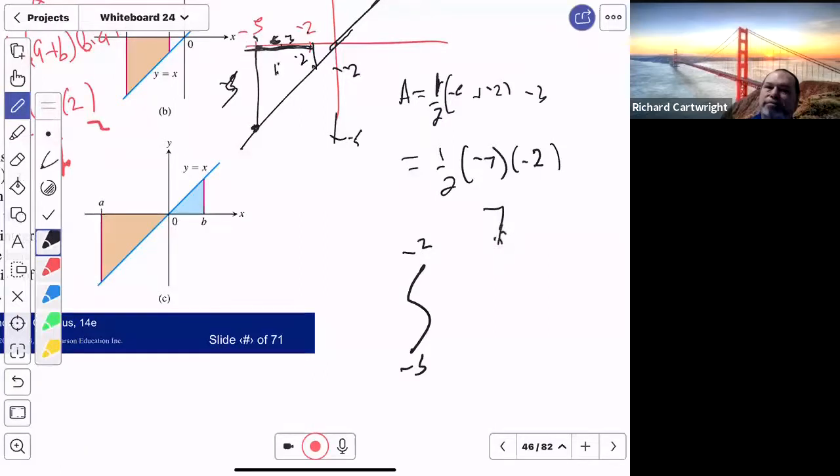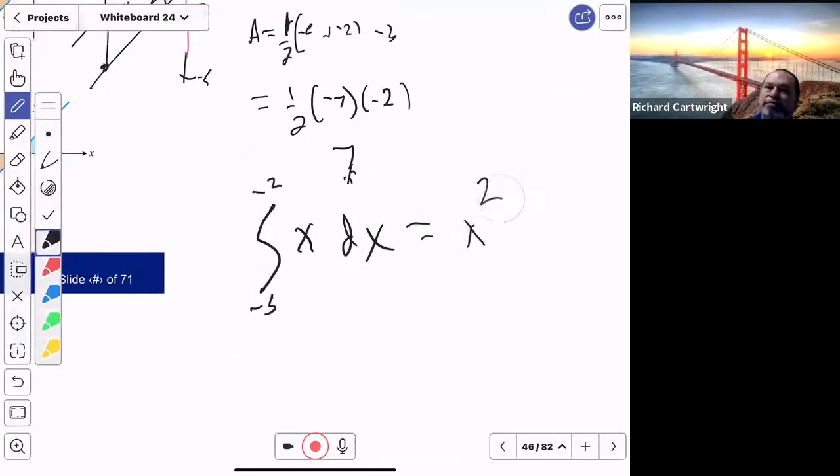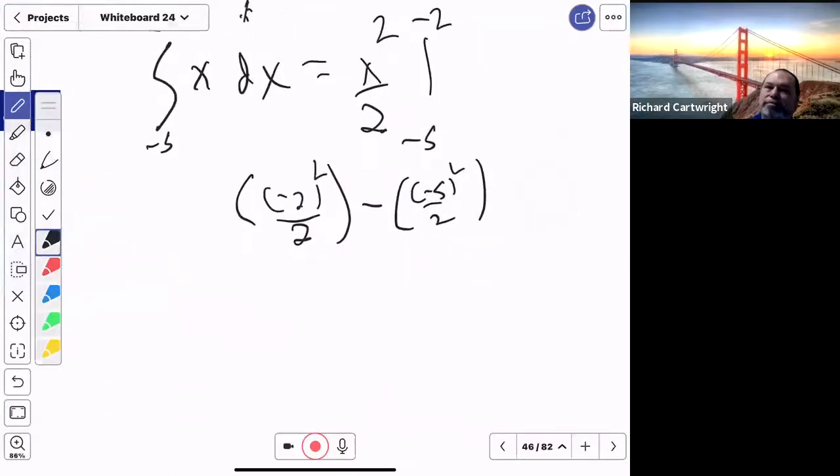But if I'm going from left to right, -5 to -2, still the function is x, which still turns into x squared over 2 from -5 to -2. Plug in the top number first: -2 being squared over 2, minus -5 being squared over 2. Let's see what happens here.